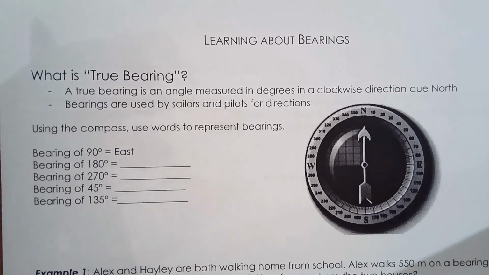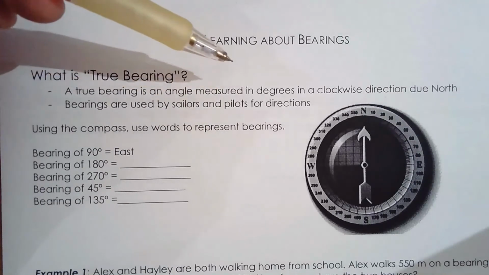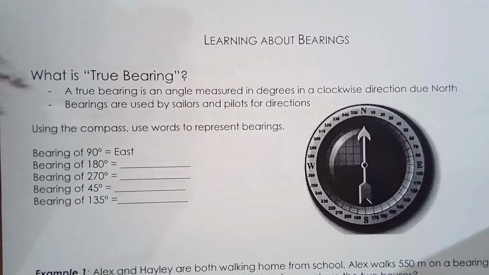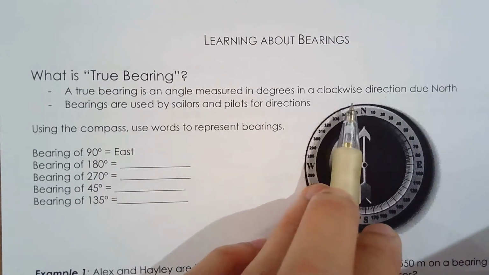So bearings is basically a way of indicating direction, and as you'll see later on, it's very important that you can read the direction from the bearing, because otherwise you won't be able to interpret the problem and draw the correct diagram. There are at least two ways to indicate direction that we are going to cover. The first way is using true bearing. A true bearing is an angle measured in degrees in a clockwise direction from due north. Bearings are used by sailors and pilots for directions.